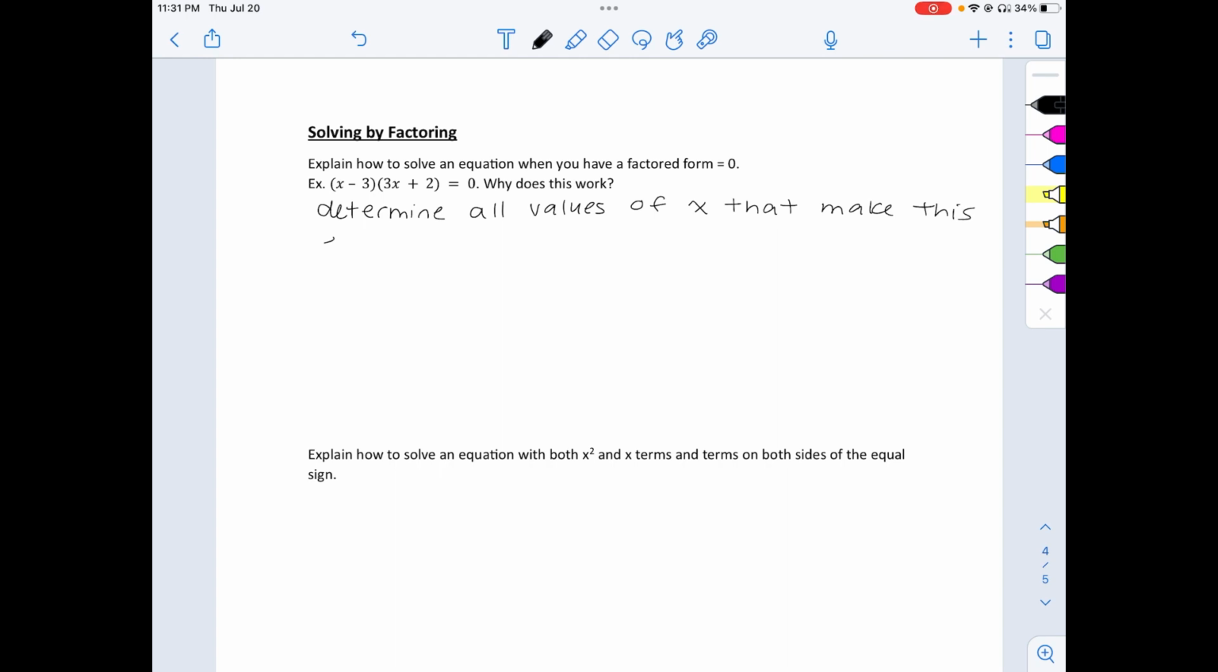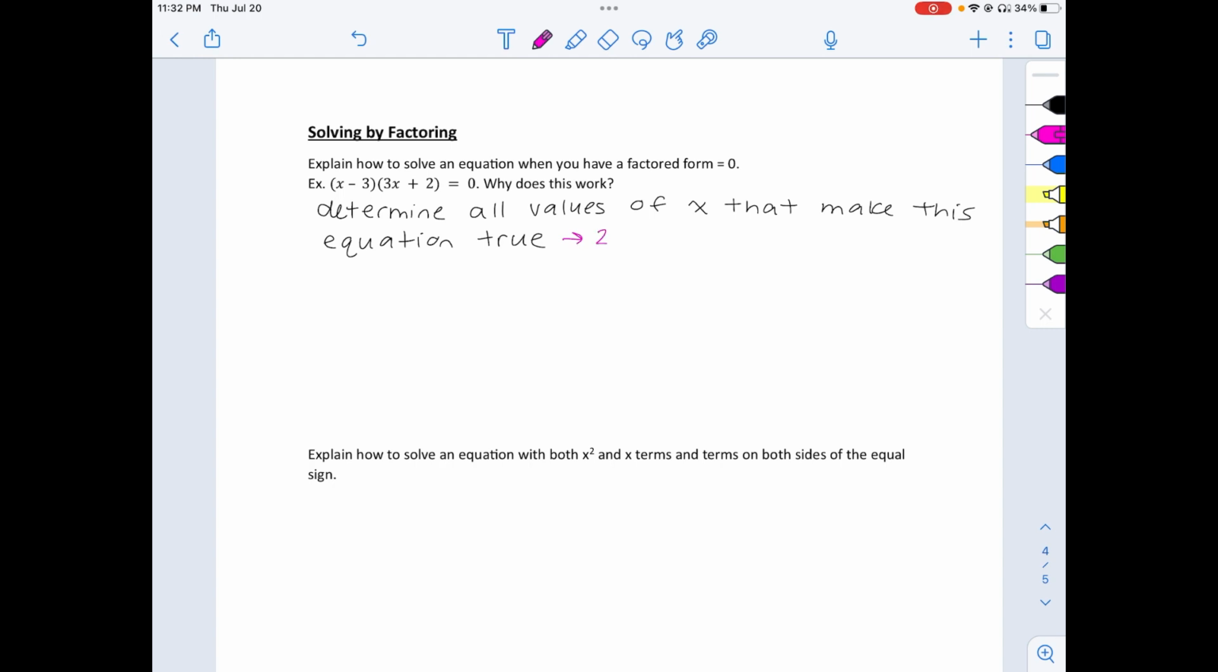And I say all values of x because if you consider a parabola, typically there are two x-intercepts, or in other words, two values of x that would make this true. Occasionally we have one value, and occasionally we have no values. If we had no values, we wouldn't have a factored form written for us like this. It would be more so a standard form, and we'll take a look at how those work in some of the lessons next week.